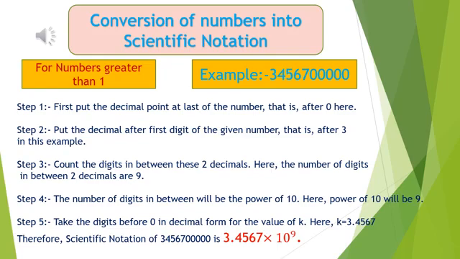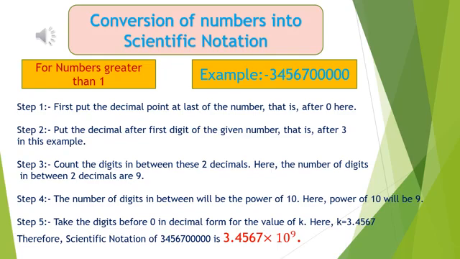Your first step is to put the decimal point at the end of the number. That is, after your last digit or after your last zero, you will put your decimal point. Now, step number 2. Put a decimal after the first digit of the given number. What is the first digit in this example? 3. So you will put your decimal after 3. So how many decimals are there? 2 decimals. One is after 3 and one is after the last 0.